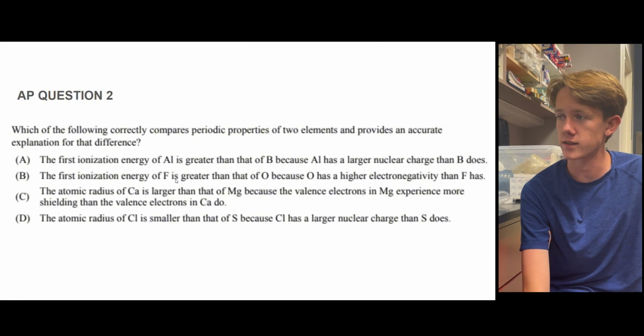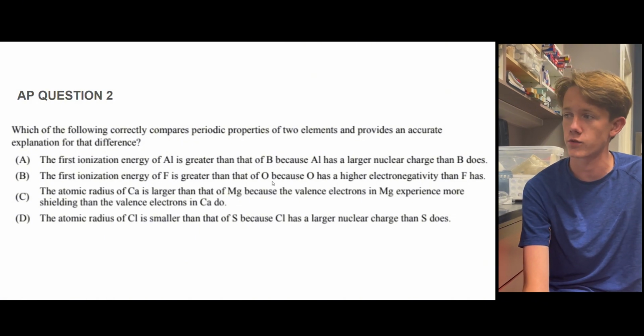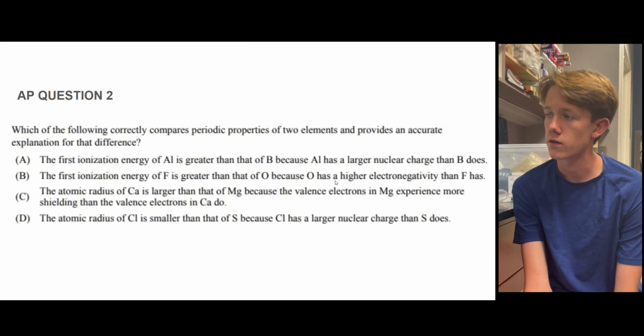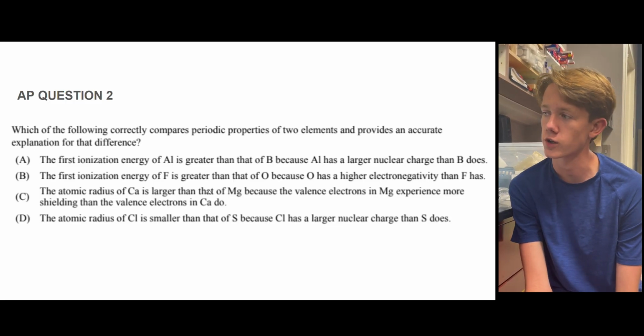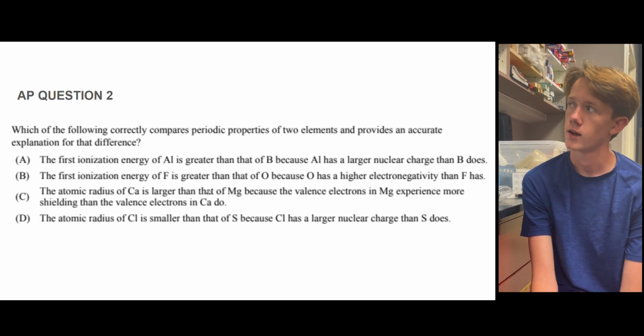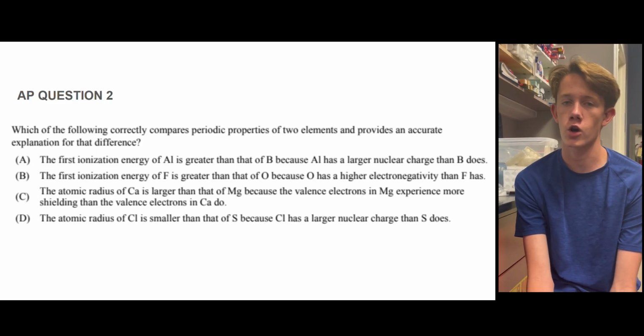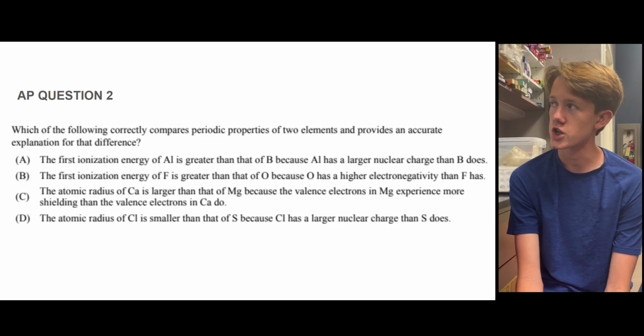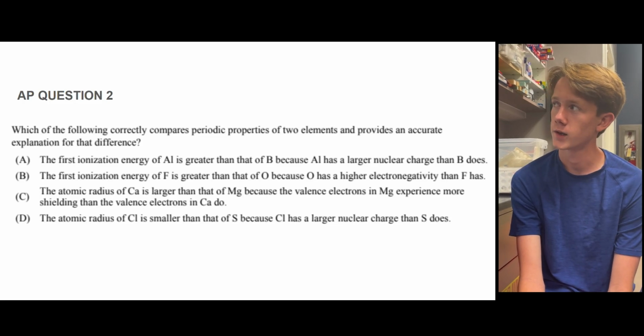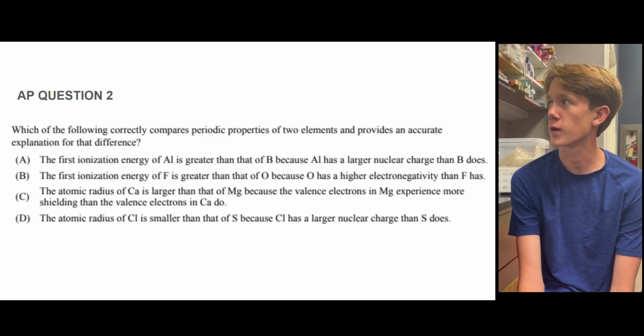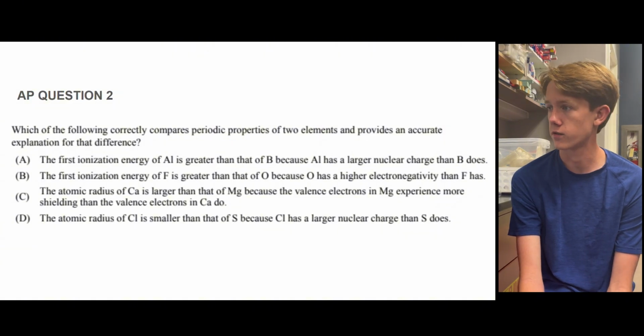B: The first ionization energy of F is greater than that of oxygen because oxygen has a greater electronegativity than F. This is false because fluorine is the most electronegative element on the periodic table. Oxygen is up there, it's probably within the top 5, but fluorine is number 1 for electronegativity.